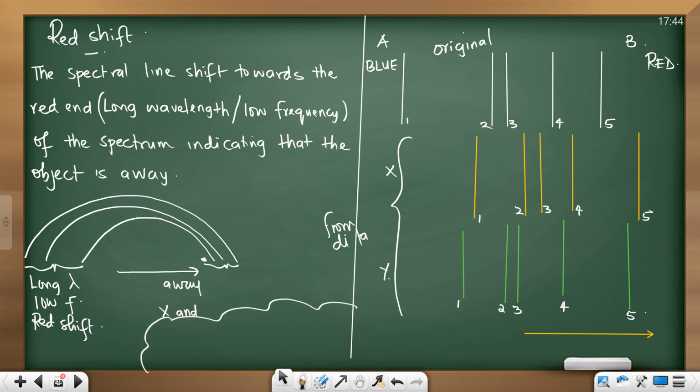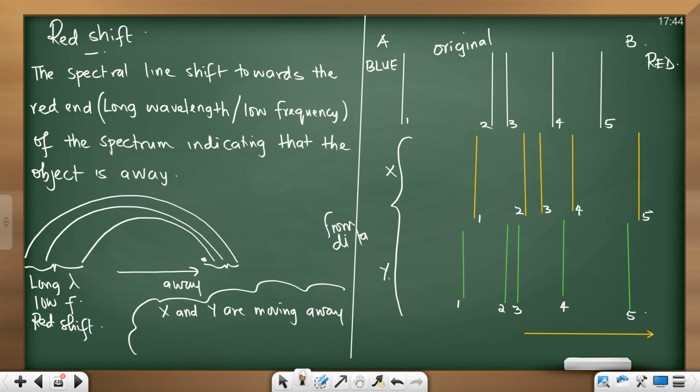X and Y are both red shifted, so they are moving away. Why are they moving away? The spectral lines have moved towards the red end, which is just an explanation. I'm rewriting that. Please, I didn't say the red color. Don't use the word color there.